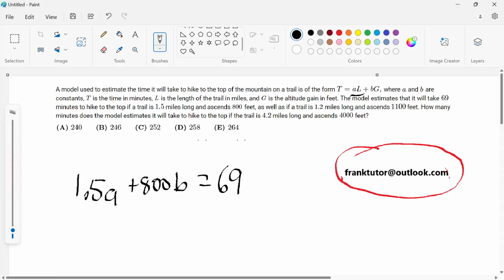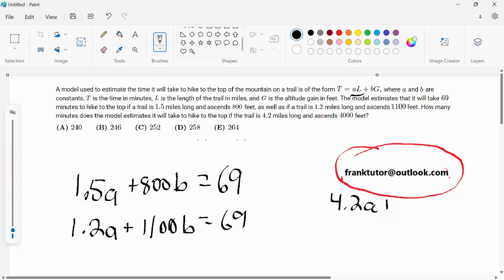And then it says, as well as, it's 69 minutes, as well as if a trail is 1.2 miles long, so that's 1.2A, plus 1,100 feet of altitude ascent. And then it wants to find, okay, if those two are true, then how many minutes does it take if it would be 4.2 miles long? So 4.2A plus 4,000 feet of ascent. What would that equal?